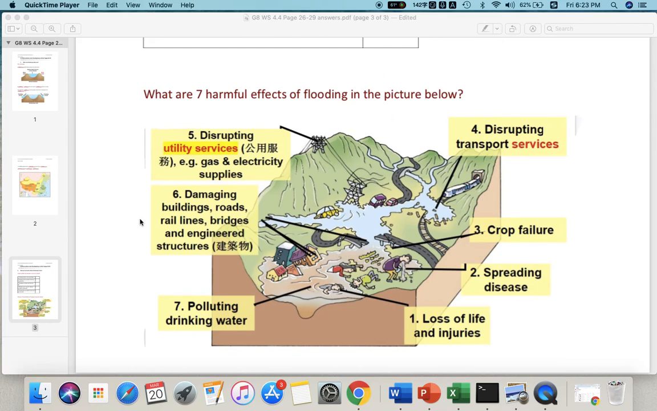The major problem in this part is that some of you made minor spelling mistakes. So be careful with some difficult words, for example failure, disease, injuries, and disrupt. You need to know how to spell the words, because in the exam, we might not provide the vocabulary for you.